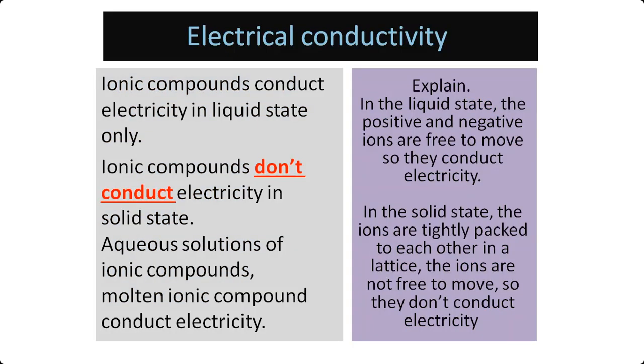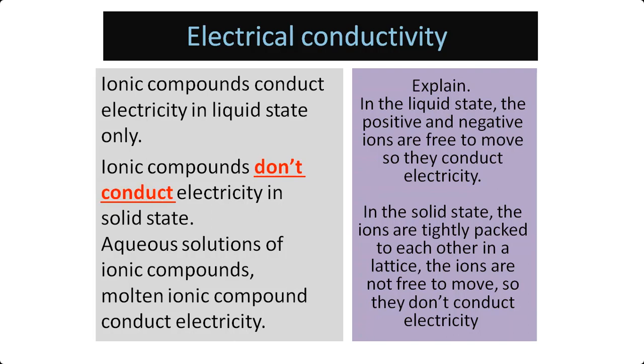What about electrical conductivity? You have to notice that ionic compounds in the solid state do not conduct electricity because the ions are packed in the lattice, so there are no free ions. That's why they never conduct electricity in the solid state. But they conduct electricity in liquid forms. Liquid forms could be molten ionic compounds. We can melt them at high temperatures so the ions become free to move, so they can conduct electricity perfectly.